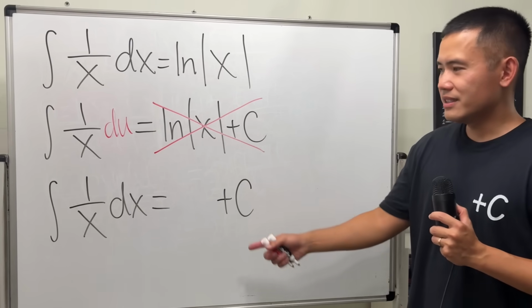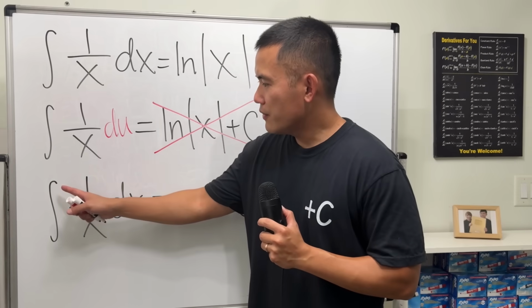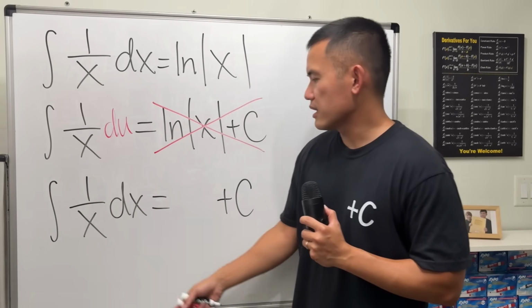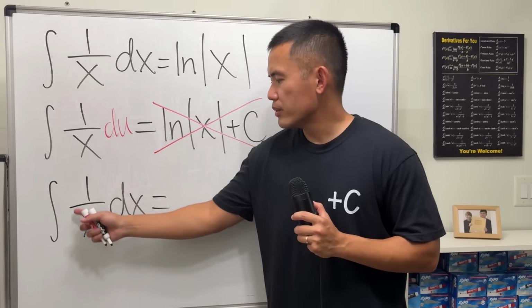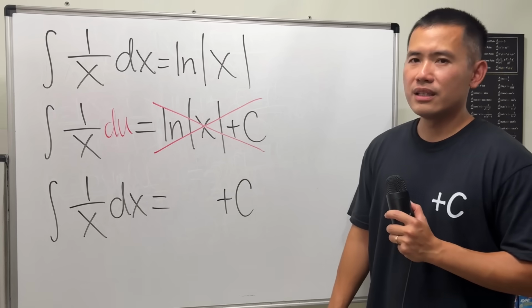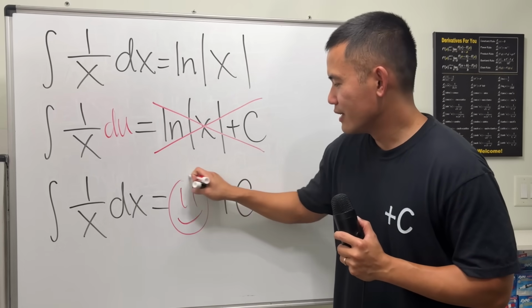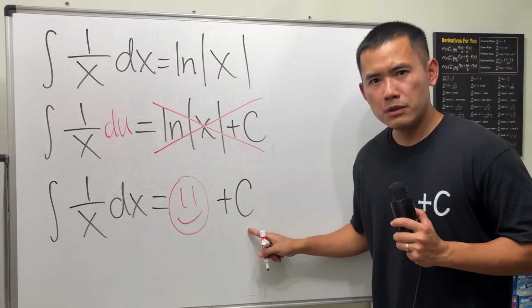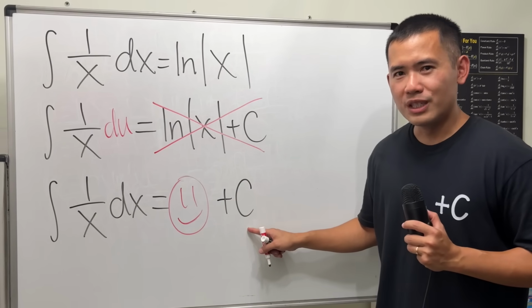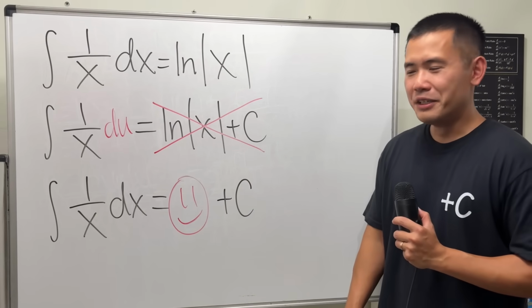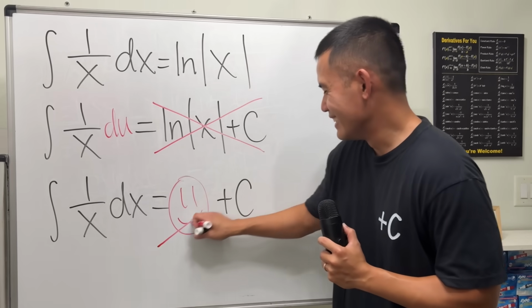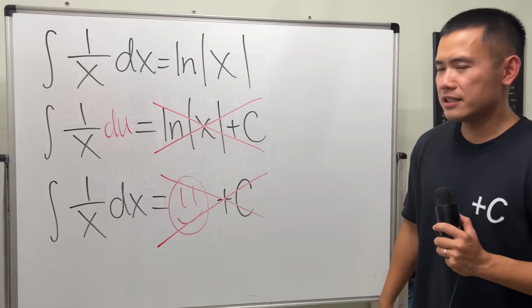Also, let's take a look at this one. What if we have the integral 1 over x dx, and let's say the student doesn't know how to get the answer for that, and they maybe put on a happy face, and then they remember the plus c. Do you think that we should give them partial credit? Of course not. I have never given any points if they just put on plus c on the test.